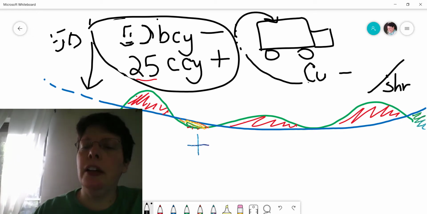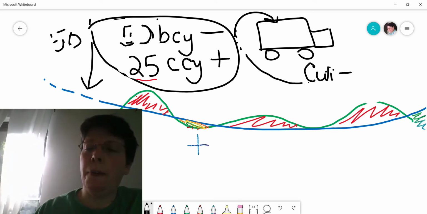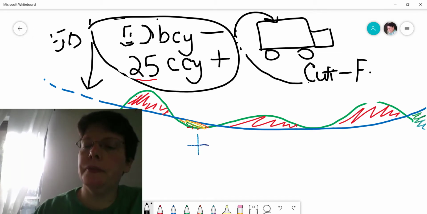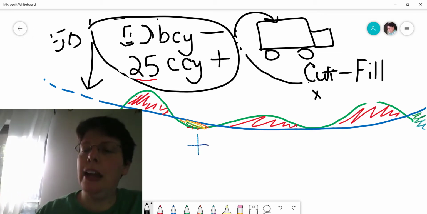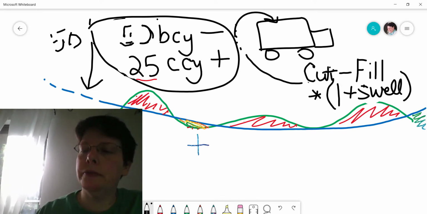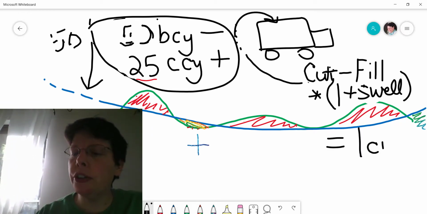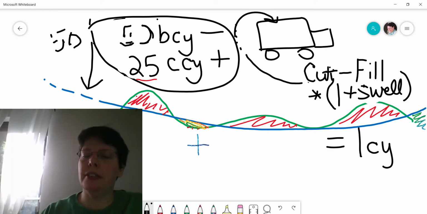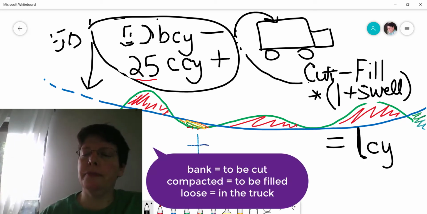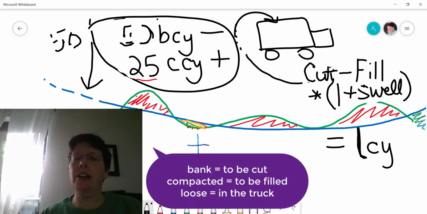So it would be cut minus fill times 1 plus the swell. And that's how much would go in there, and that would equal the loose cubic yards. This is an L. So you don't figure that until you've figured your volume balance.